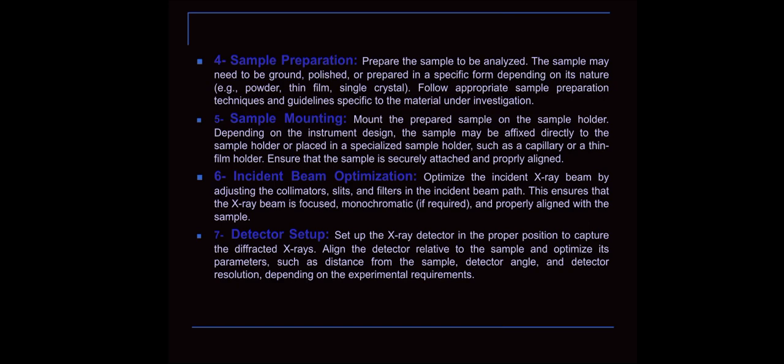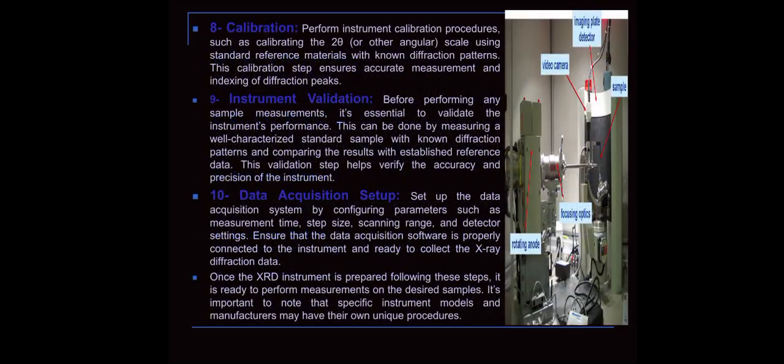Seventh one, detector setup. Set up the X-ray detector in the proper position to capture the diffracted X-rays. Align the detector relative to the sample and optimize its parameters such as distance from the sample, detector angle, and detector resolution depending on the experimental requirements.